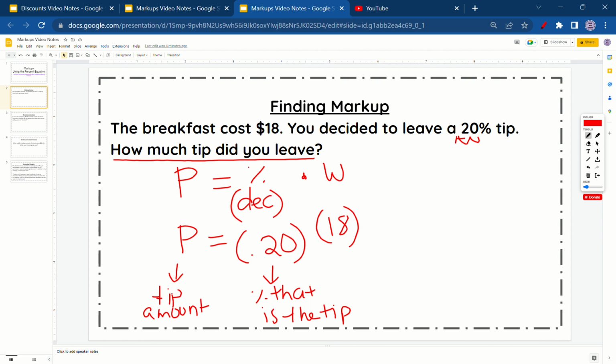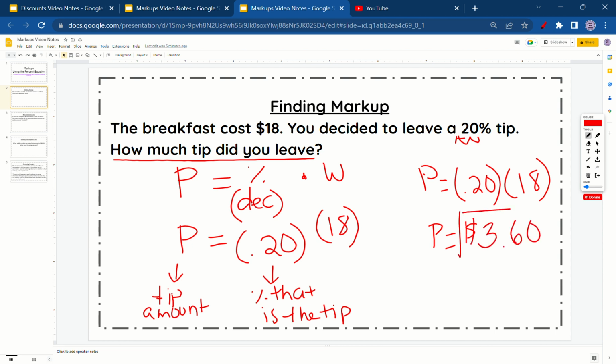All right, so I'm going to go ahead and solve it on the side here. We have part equals 0.20 times 18. And when you multiply 0.20 times 18, you get 3.6. And since we're talking about dollars here, or money, it's $3.60. So this is how much you are leaving just for the tip.